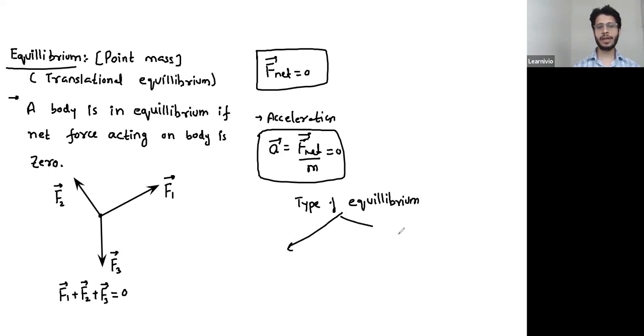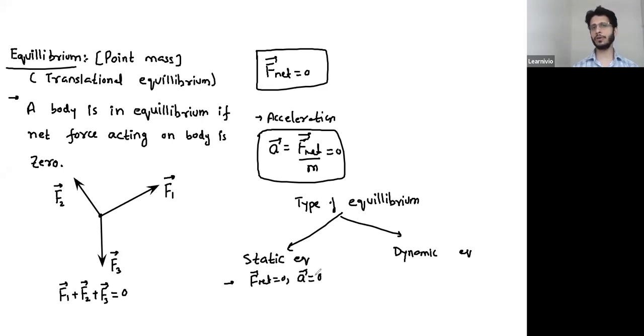You can have two types of equilibrium. Your equilibrium could be static. It's a type of equilibrium, so the above two conditions will hold for both of them. Your equilibrium could be static or your equilibrium could be dynamic. Static equilibrium means net force is 0, acceleration is 0, and the body is at rest.